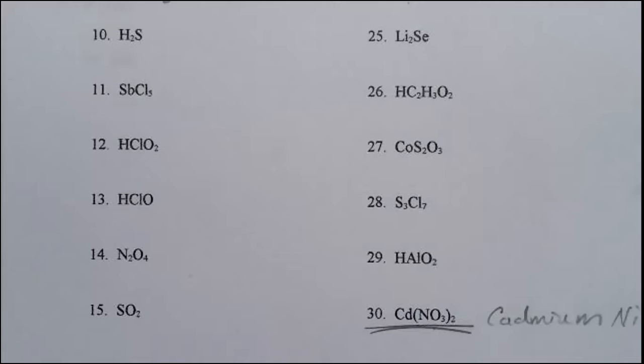So for example, the prefix we use for one is mono, for two is di. Perfect, yeah, and so.